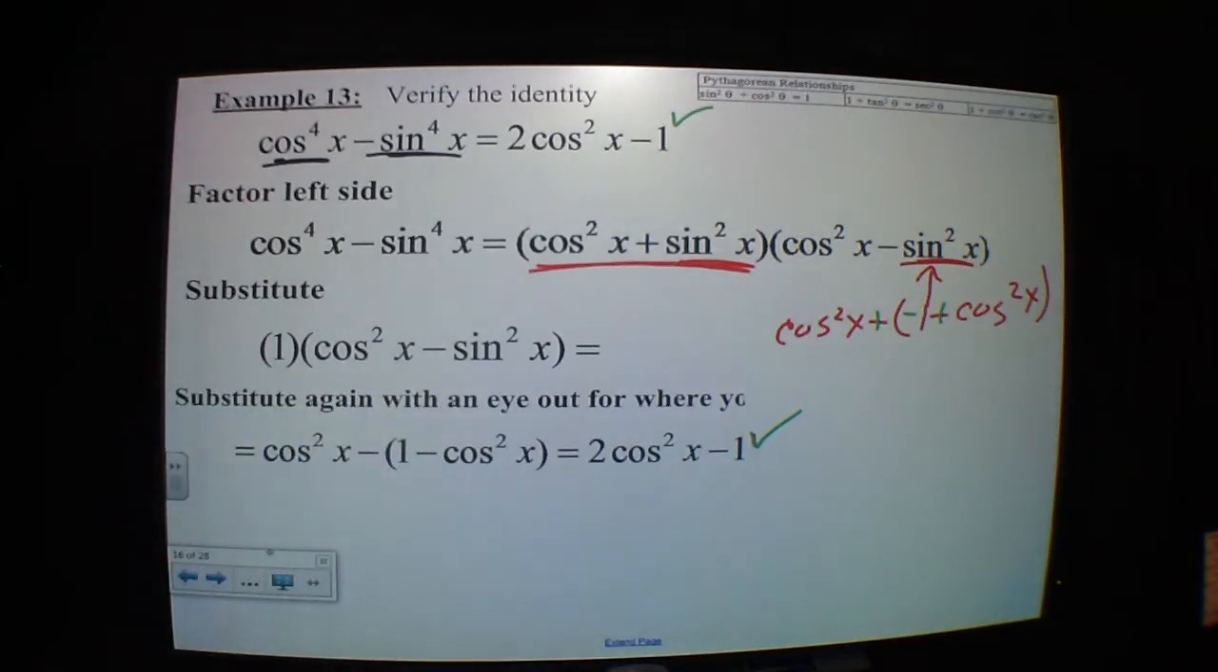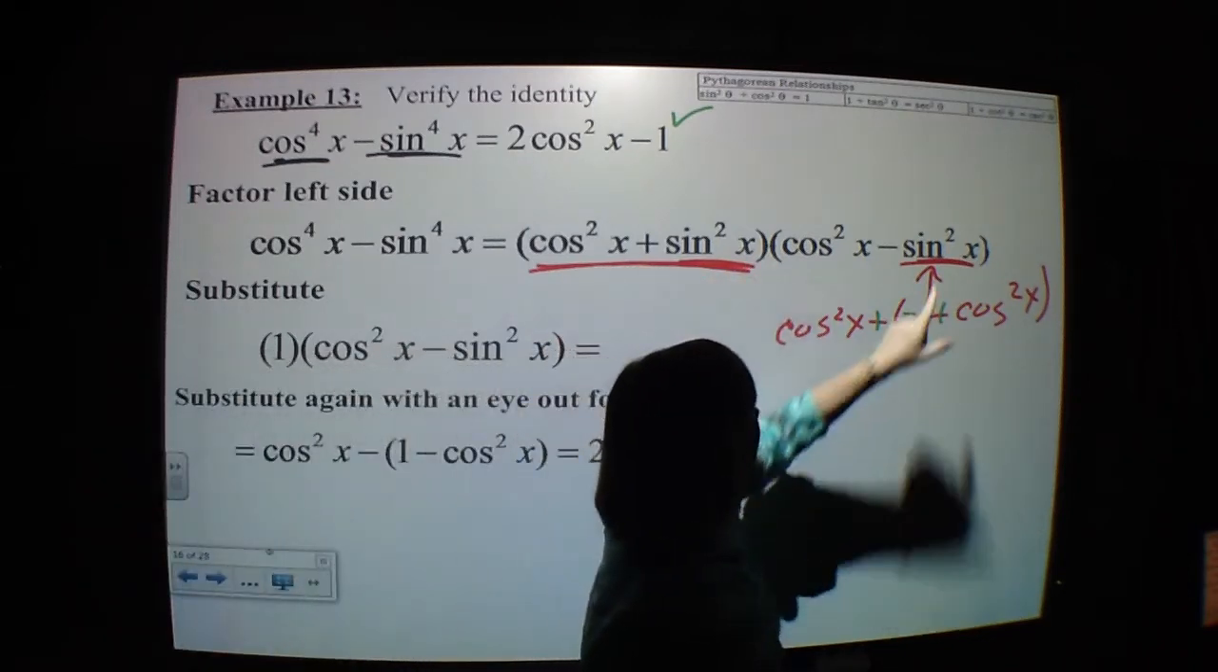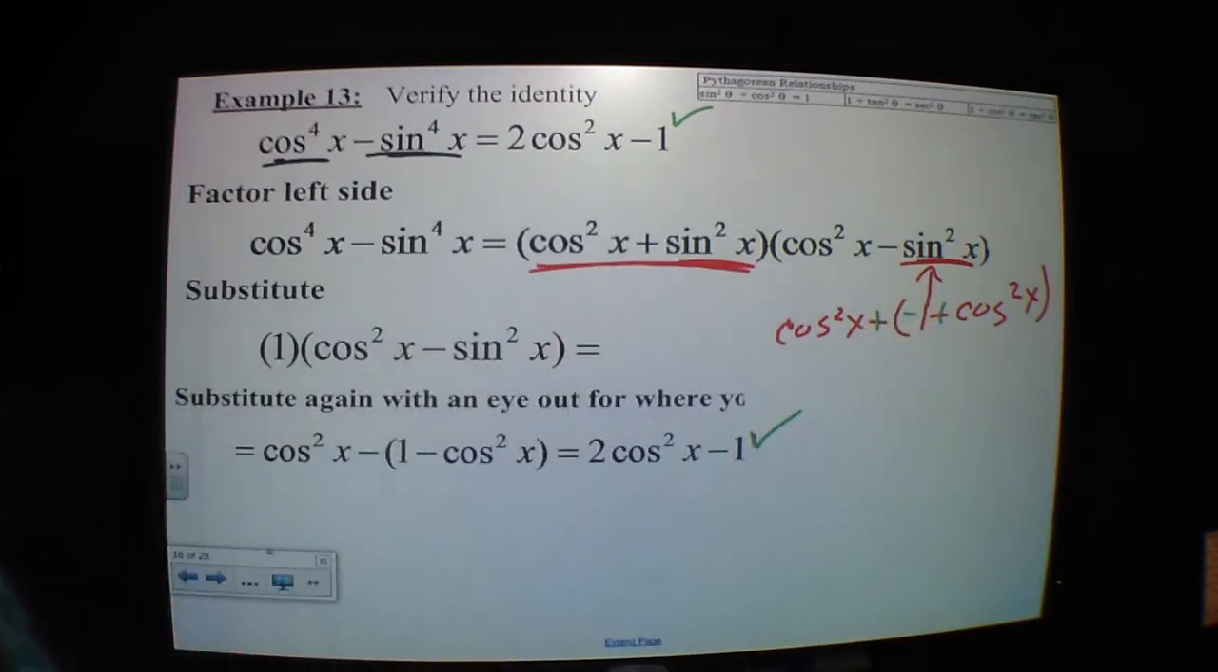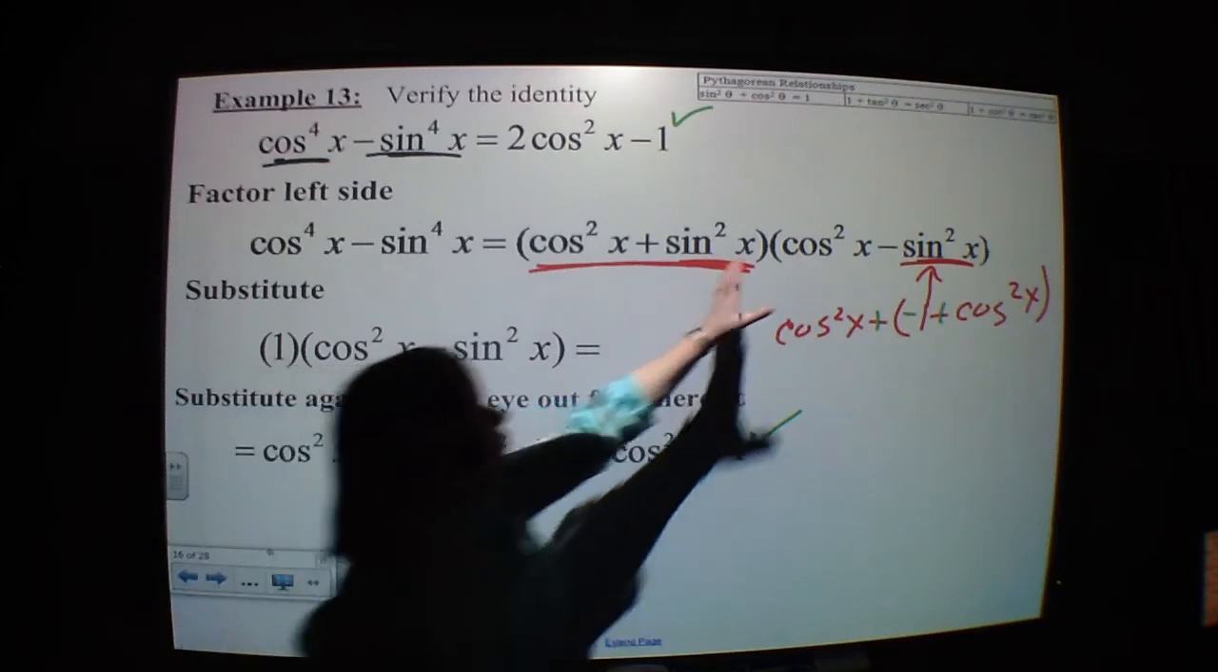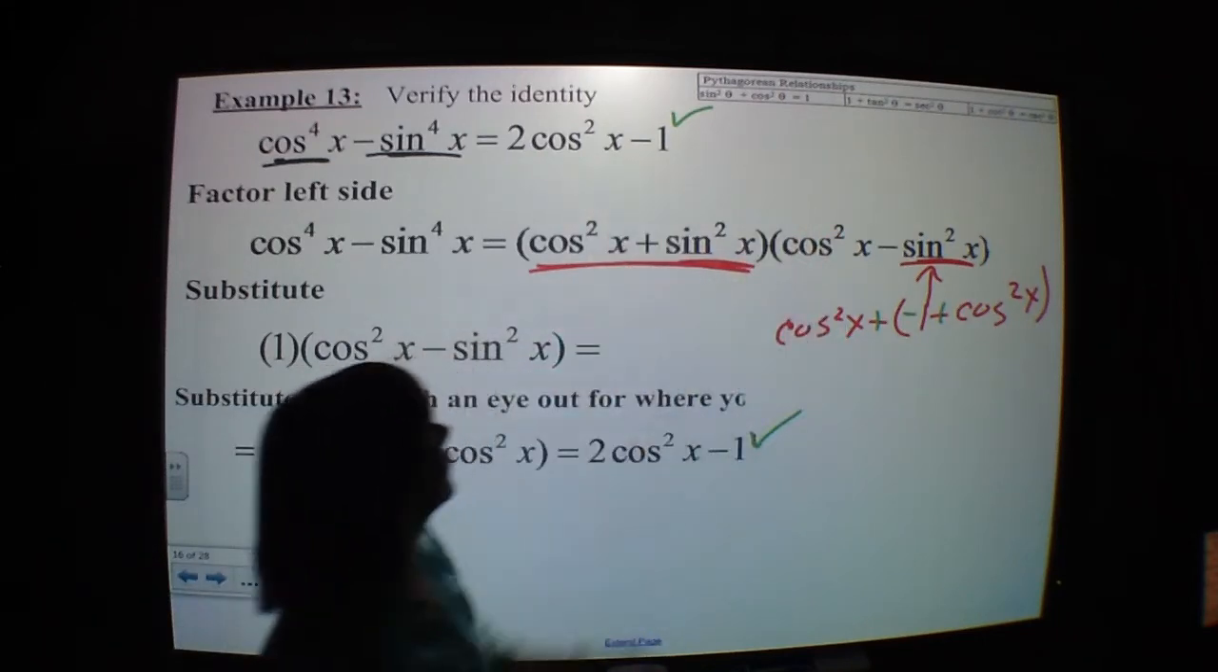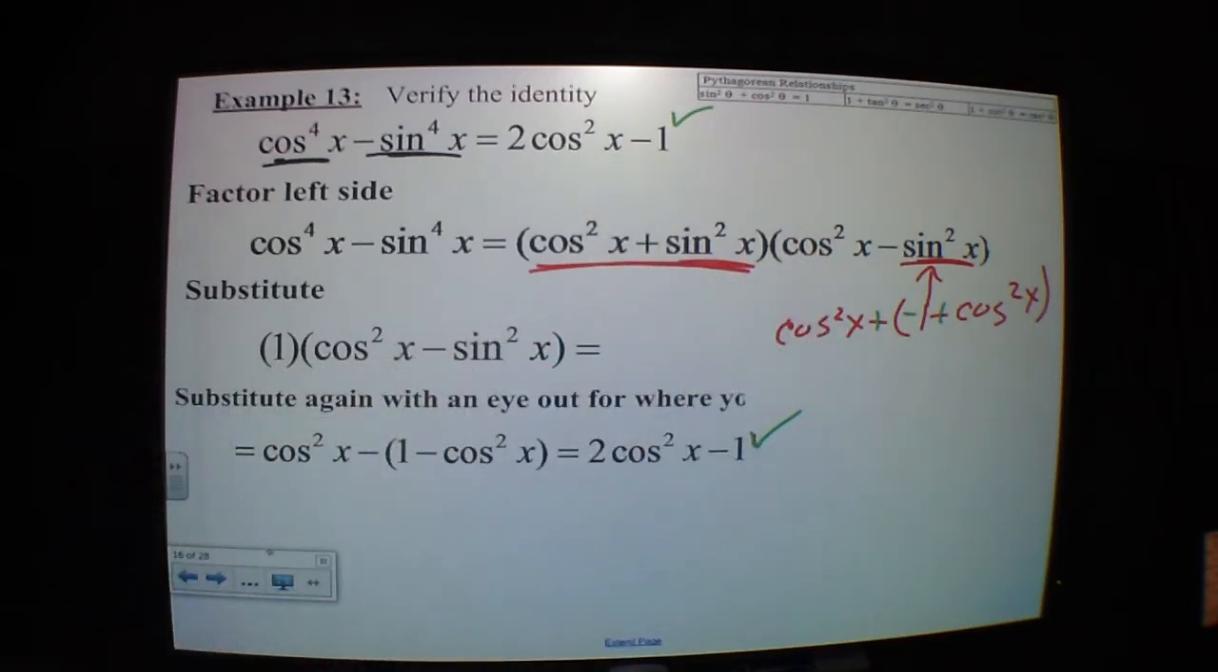Okay. And like I said, I was just doing it one at a time, just in case this was a little different. I was trying to do one at a time. But the right side equals 2 cosine squared, or the right part of it equals cosine squared minus 1. So then I can do the substitution of 1.